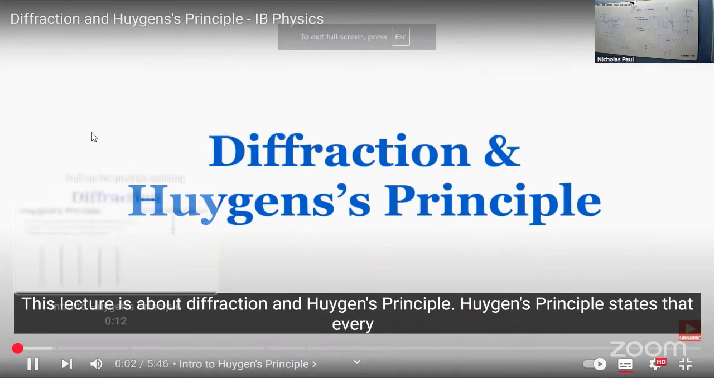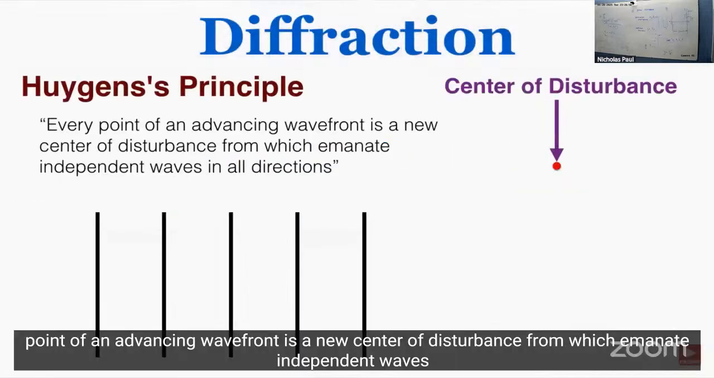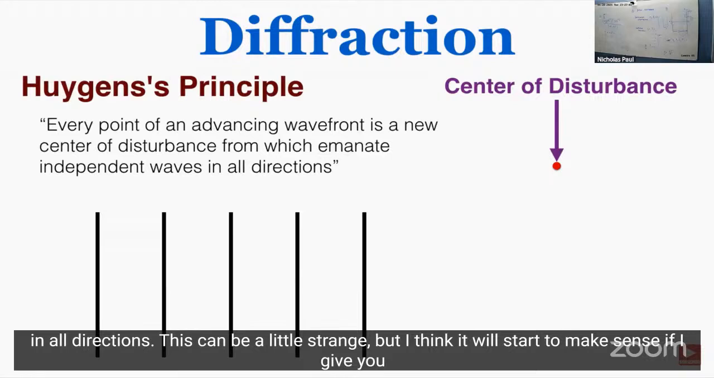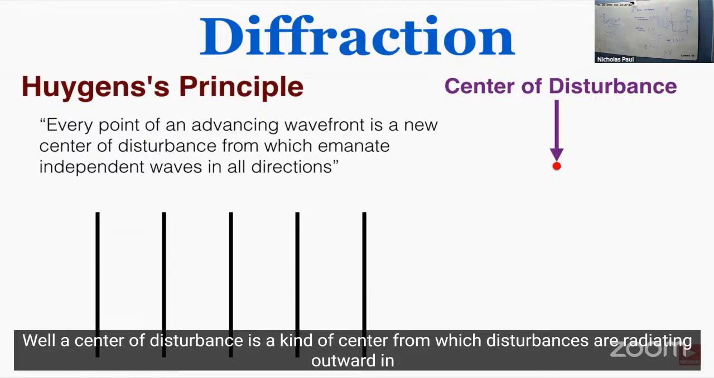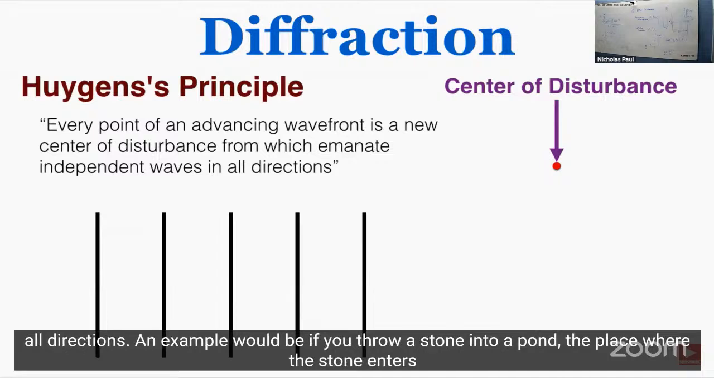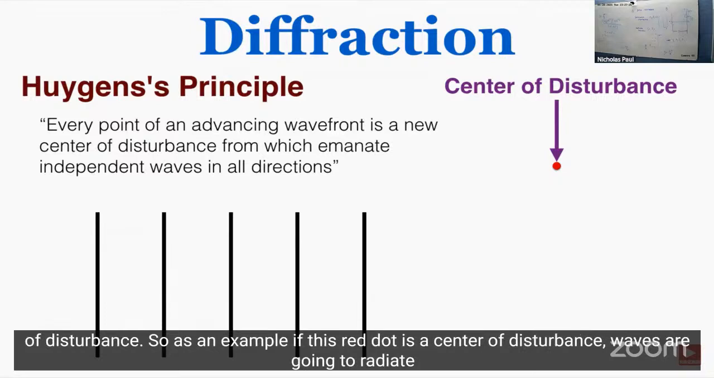diffraction and Huygens' principle. Huygens' principle states that every point of an advancing wavefront is a new center of disturbance from which emanate independent waves in all directions. This can be a little strange, but I think it'll start to make sense if I give you a kind of visual example. So first of all, what does this principle mean by a center of disturbance? Well, a center of disturbance is a kind of center from which disturbances are radiating outward in all directions. An example would be if you throw a stone into a pond. The place where the stone enters the water is a center of disturbance, and waves spread out in all directions from that one point of disturbance.